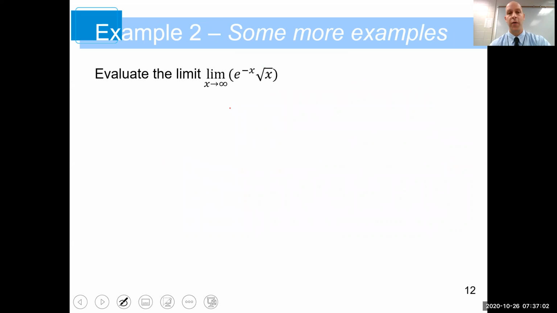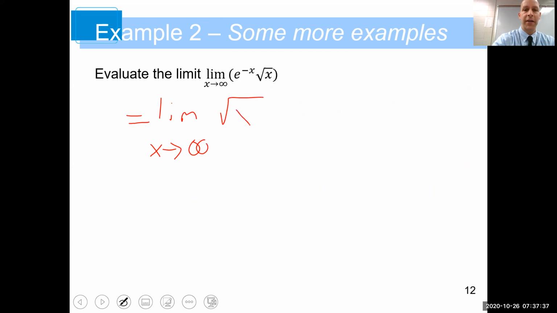Last example I'm going to kind of do on my own here. It says evaluate the limit as x goes to infinity of e to the negative x times the square root of x. So this doesn't maybe necessarily look like a quotient, but we could easily write it as a quotient. In fact, I hope you would agree that we could simply write this limit as x goes to infinity. You may want to pause the video and see if you can figure out what this limit is. But I'm going to keep going because you may not want to do that.